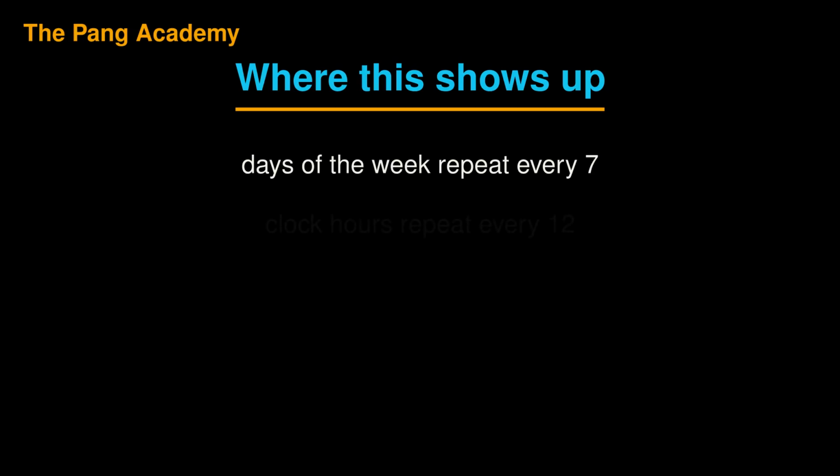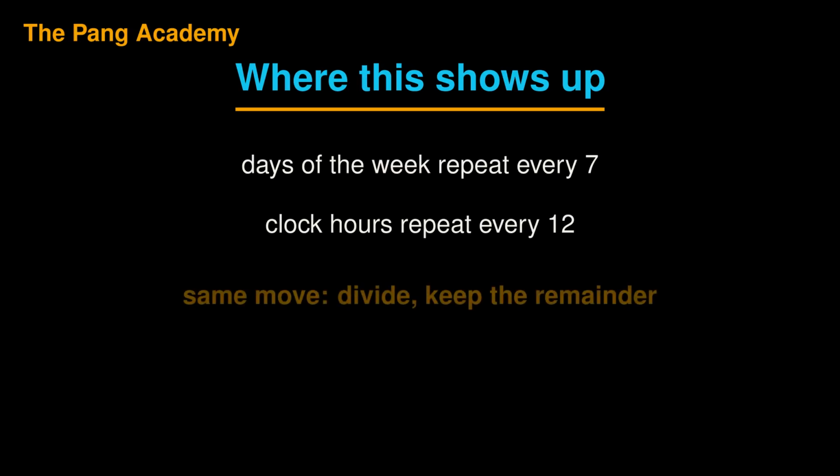This turns up wherever something repeats on a fixed beat. Days of the week run in cycles of 7, so 30 days on from a Monday, 30 is 4 sevens with 2 over, lands 2 days past Monday, on a Wednesday. Clock hours run in cycles of 12. The beat changes from one picture to the next, but the move never does. Find the cycle, divide, and keep the remainder.